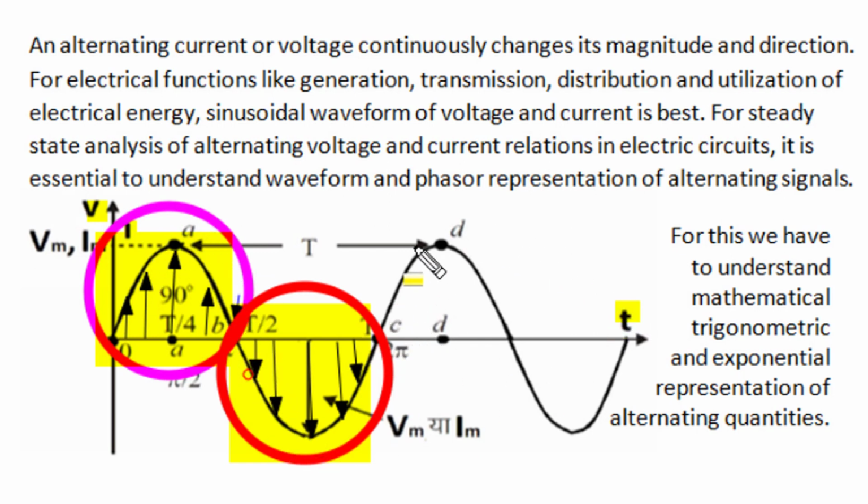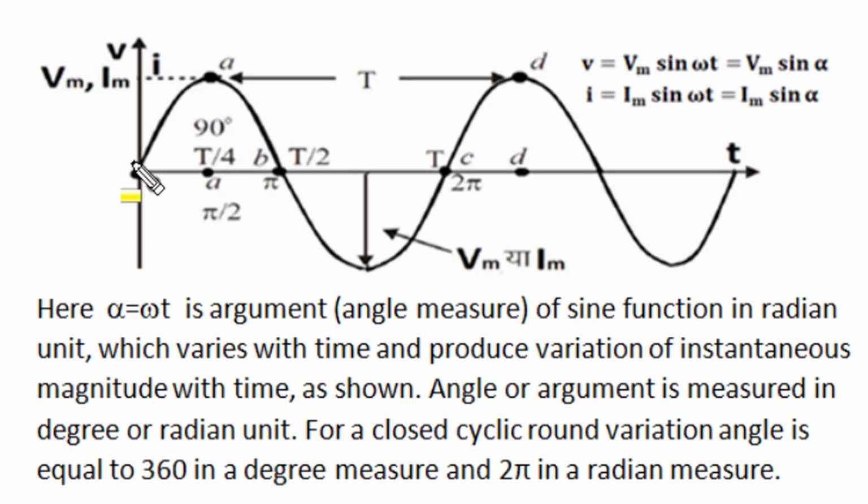For steady state analysis of this alternating current or voltage relationship in our electric circuits and power systems, it is essential that we understand the mathematical formation of this sinusoidal wave and learn the phasor representation of alternating current. So we will start with the trigonometric expression for this sinusoidal wave, and then we will use the exponential relation and phasor representation for the same. The time variation of a standard sinusoidal quantity is shown here in this graphical wave, and it starts with instantaneous value 0 at time 0 and increases in the positive direction in a typical fashion.